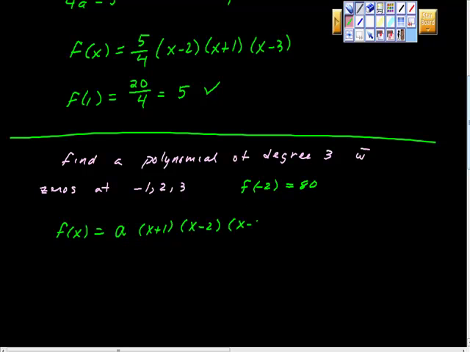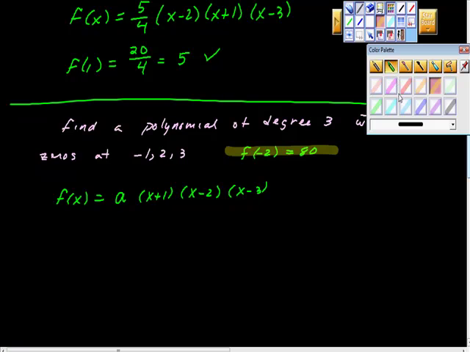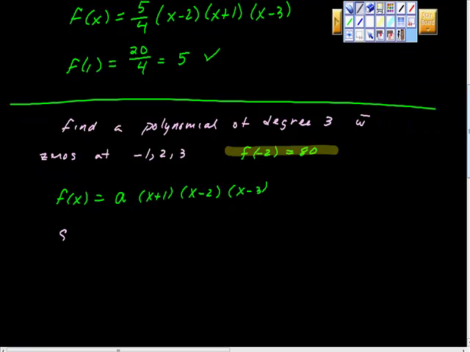And x minus 3. If you're wondering how I got this, again, plug this into this, this into this, or this into this, and it turns them all to 0, doesn't it? So those are those values. Quickly through this, now I'm going to take into consideration this fact right here. I'm going to say that 80 is equal to a times negative 2 plus 1, negative 2 minus 2, negative 2 minus 3.